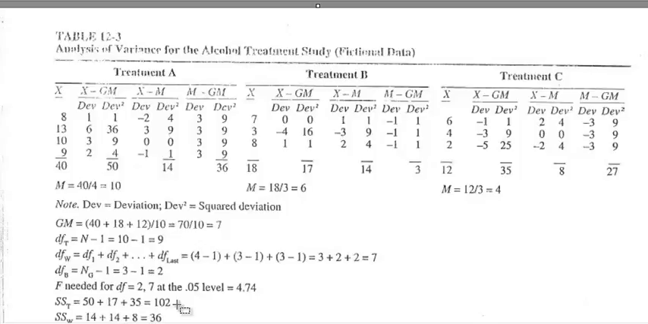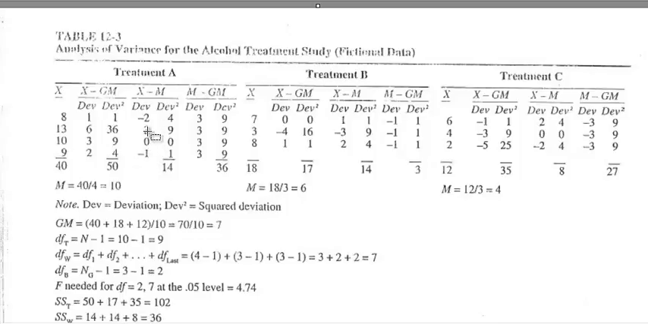So the next thing that we're going to do is see if there's a lot of variability around each of the group means. So for treatment A, we know that the group mean, that is the mean for subjects in treatment A, was 10. So we're going to subtract that group mean from each one of our observed scores for subjects in treatment A. So it's going to be 8 minus 10 gives us -2. 13 minus 10 gives us 3. 10 minus 10 gives us 0. 9 minus 10 gives us -1.